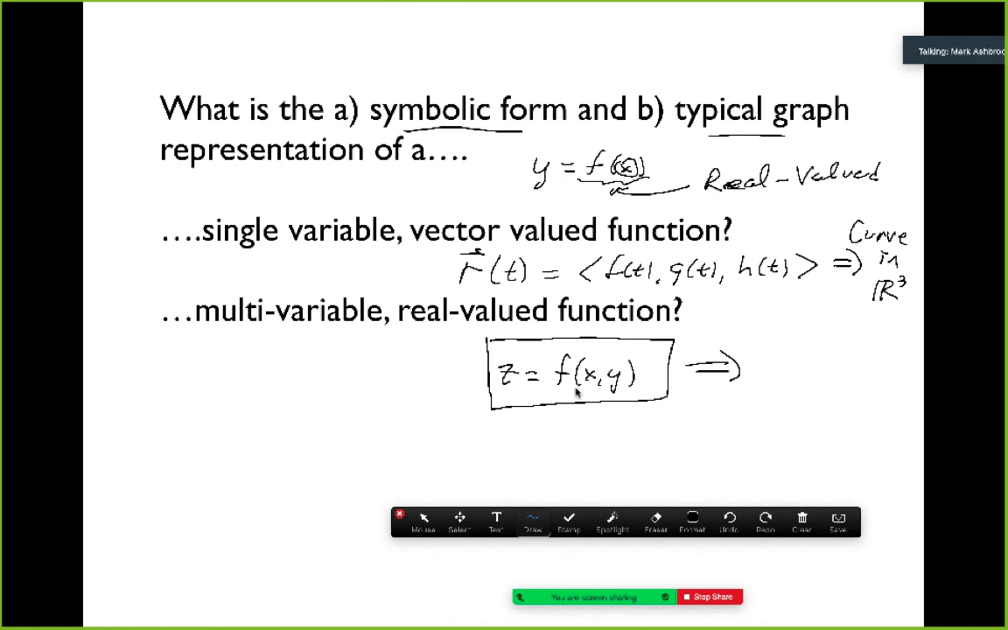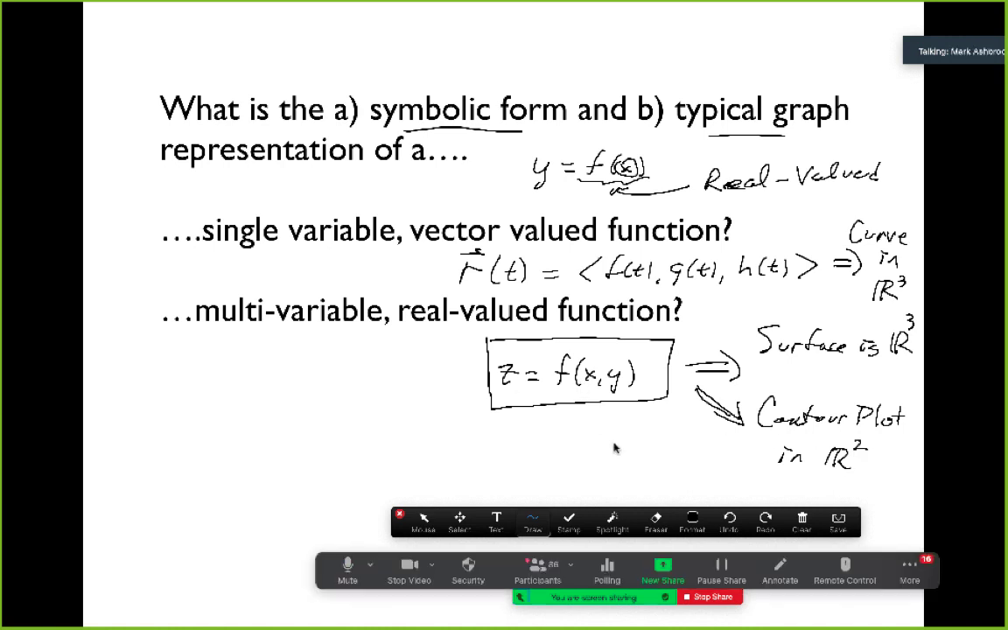And how do these graph? This is like a formula with x and y, so this is a single equation of x, y, and z. Multivariable or two variable real valued functions are a single equation of x, y, and z. How did we say those graph? A surface in R3. But last time we saw there was another visual way to represent these multivariable functions. Remember what that was? A contour plot, right? Level curves. That's an R2 representation of that: a contour plot or level curves.